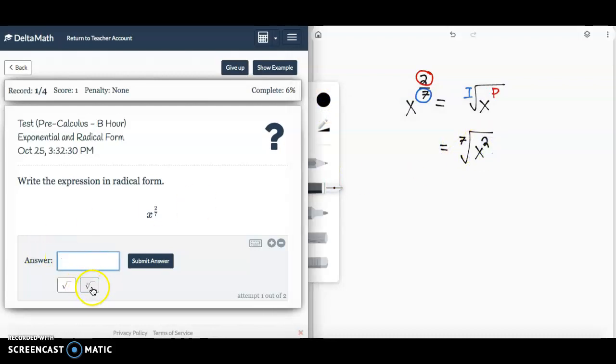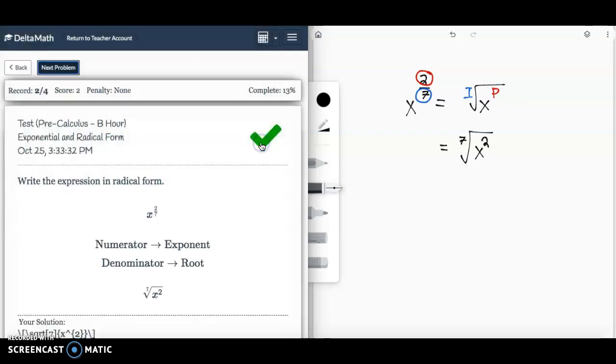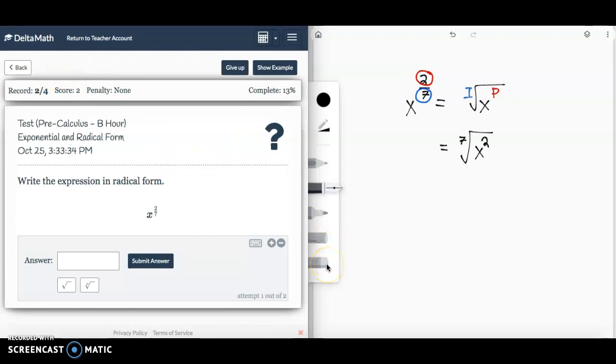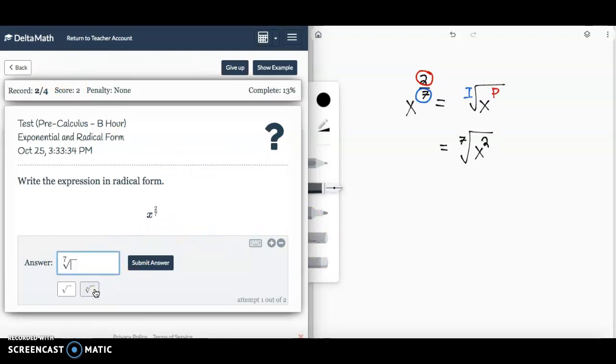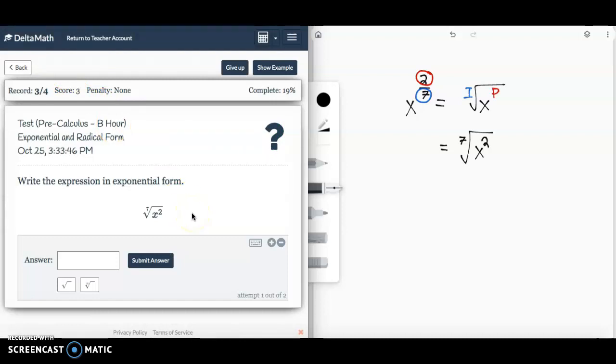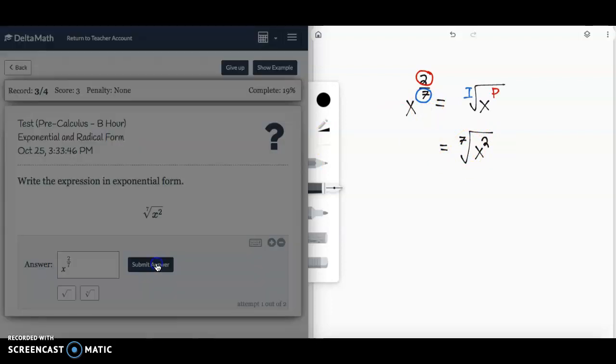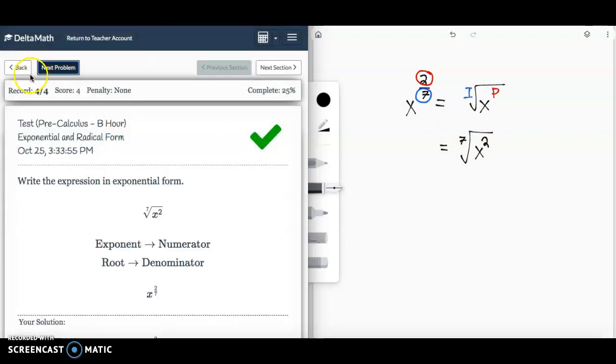And I can use the button on DeltaMath to help me with that. So this is the 7th root of x squared. There we go. All right, let's try it one more. Oh, exactly the same problem. Cool. All right. Oh, and this one is working backwards from that. So these ones were pretty easy, huh? There you go. So that's the first thing you have to be able to do.